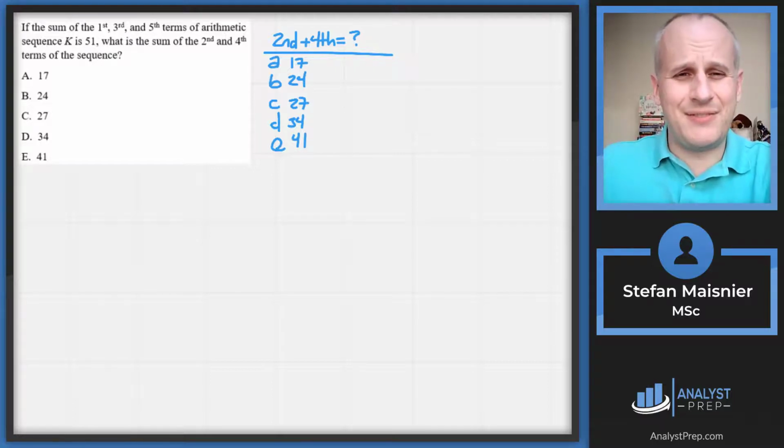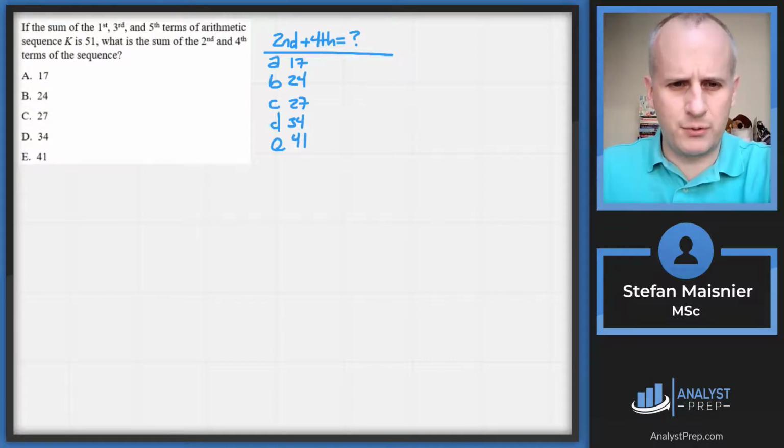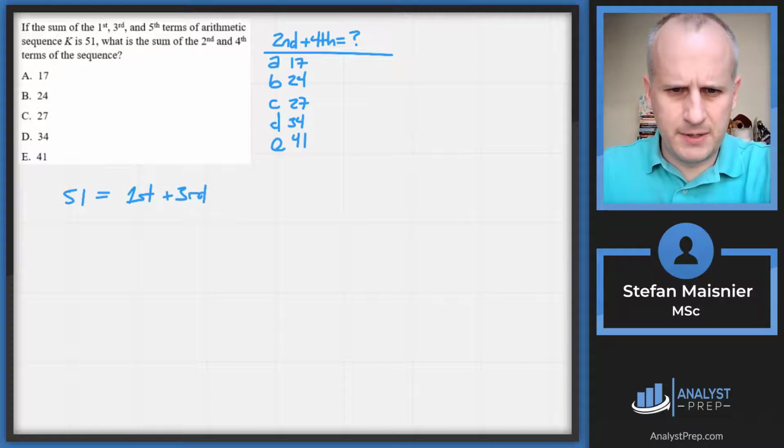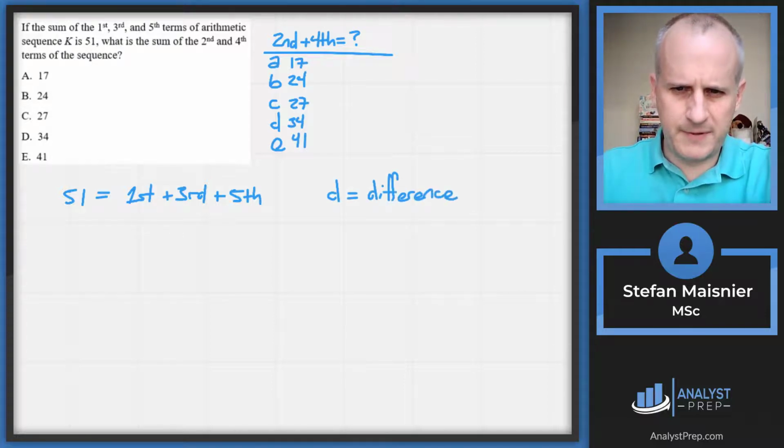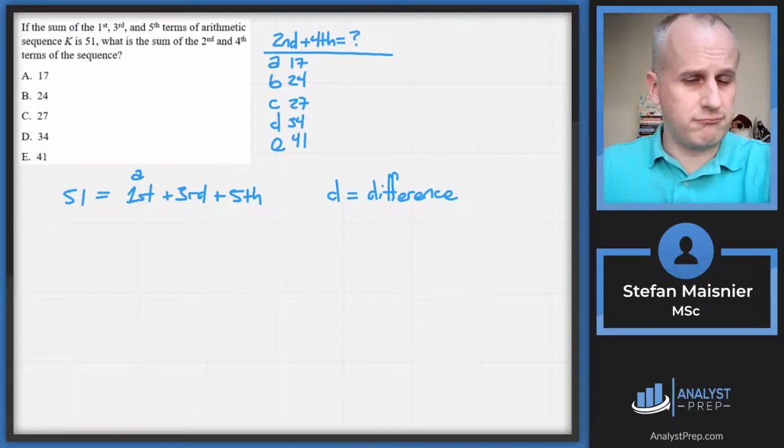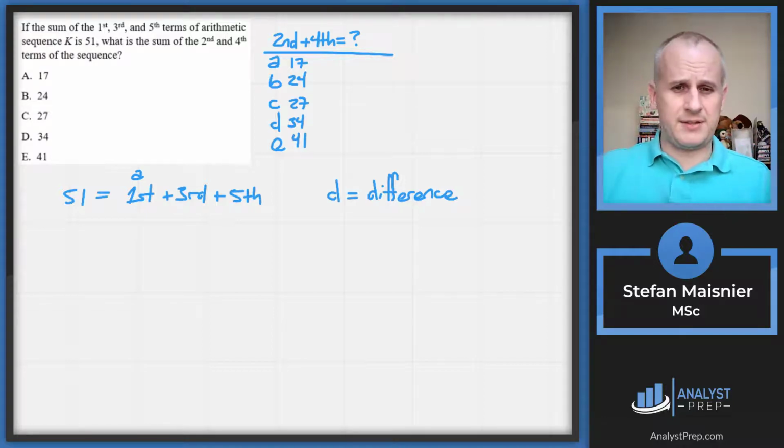So we then have the sum of the first, third, and fifth terms of arithmetic sequence K is 51. So we know that 51 is equal to the first plus the third plus the fifth. Now, we have to think about what that means. We know that there's a constant difference. So D is what we'll just call the constant difference here. And we can articulate our first term as A. So A is just what we'll call the first term.